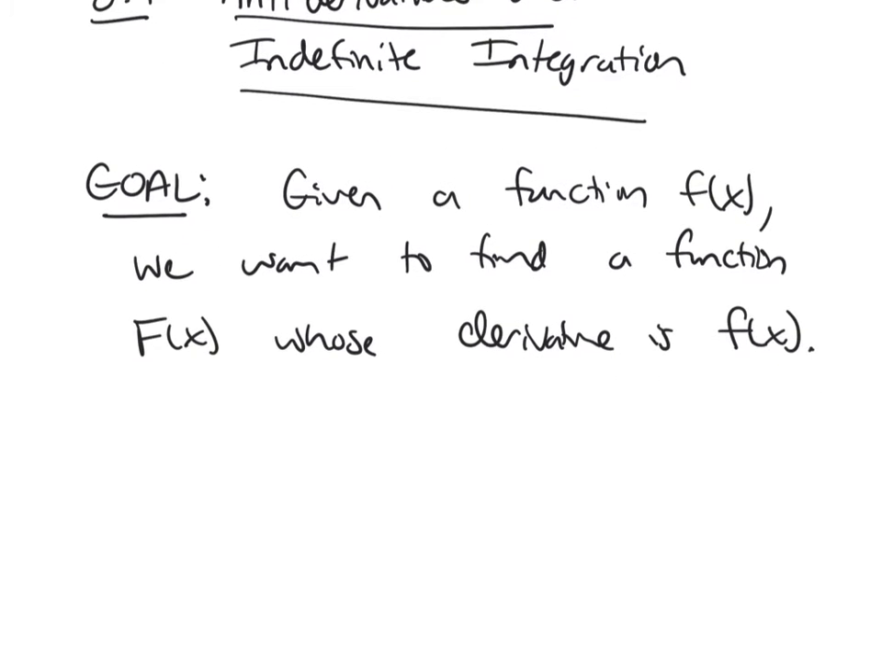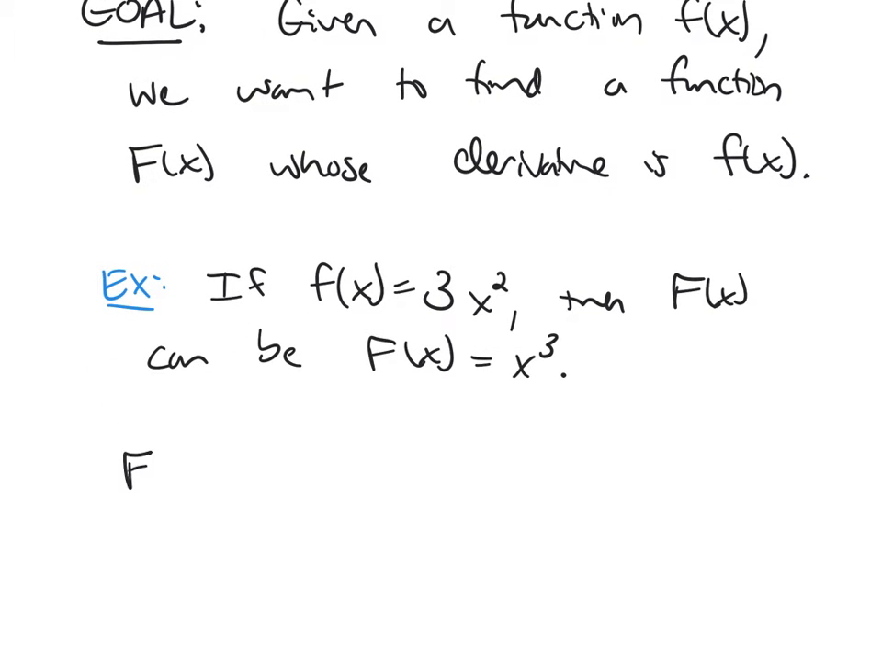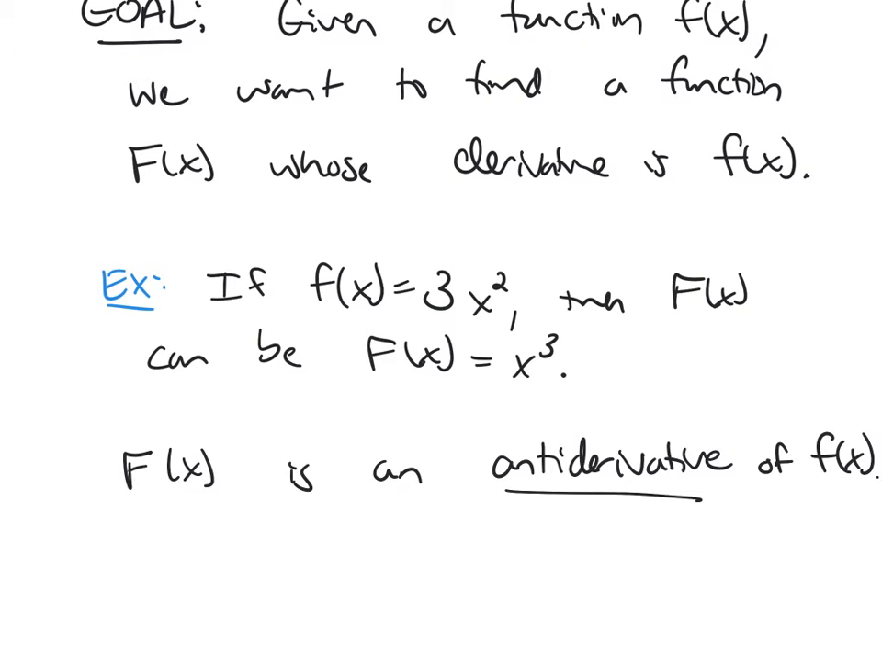So let's look at an example here. Let's say the function we're going to start off with is 3x squared. Then what's a function whose derivative is 3x squared? F of x can be x cubed. The derivative of x cubed is 3x squared. So in this case, we'd say that this capital F function is an antiderivative of the function little f of x.